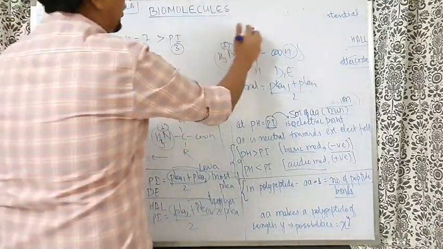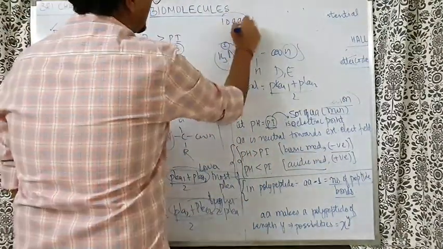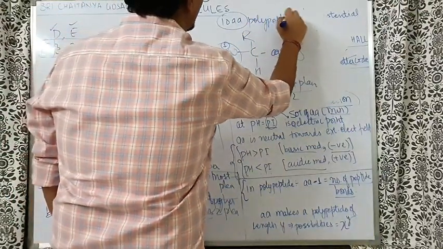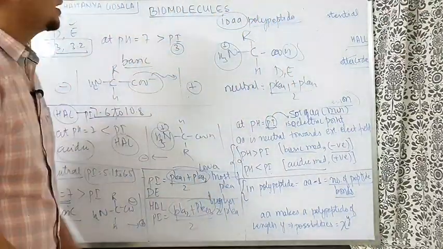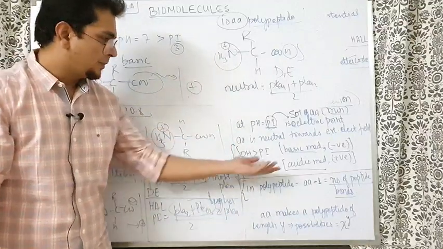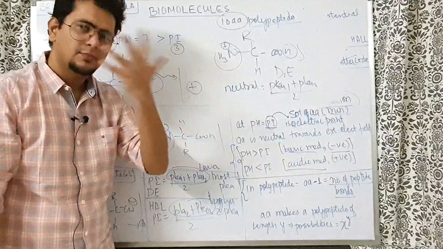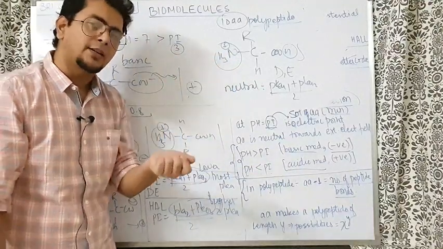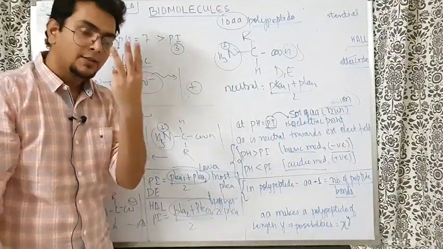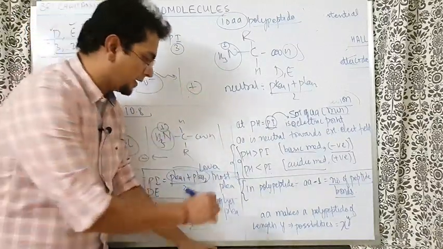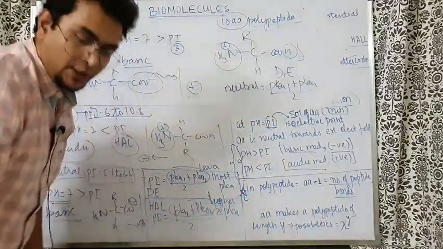For example, there is a polypeptide of 10 amino acids. They can ask you, in this polypeptide, how many peptide bonds are there? Answer is 9. Number of peptide bonds is the number of amino acids in the chain minus 1. Simple. So for tetrapeptide, 3 peptide bonds. For pentapeptide, 4 peptide bonds. Simple trick.